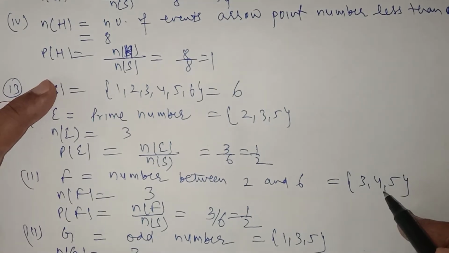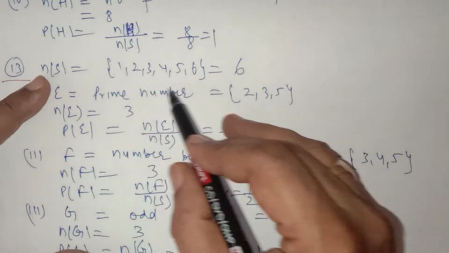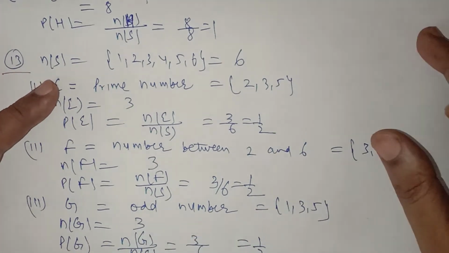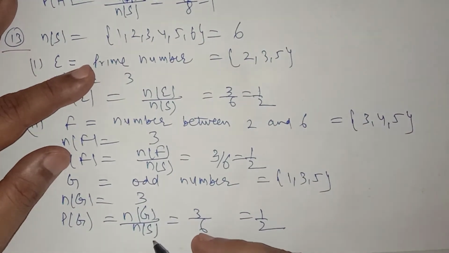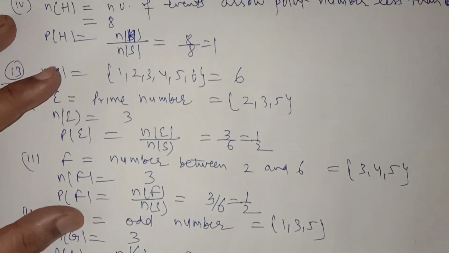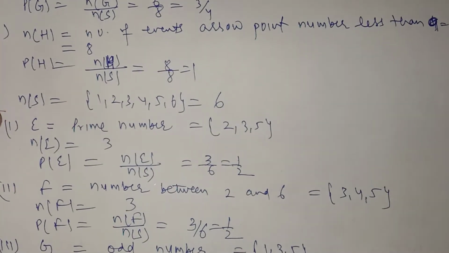In the third part, you have to find the probability of getting an odd number. So let the event of getting an odd number be G. The odd numbers in this sample space are 1, 3, 5. So how many events are there? 3. So NG means the number of events of getting an odd number, that is 3, and the probability of getting an odd number is NG upon NS, which is equal to 3 upon 6, which is again 1 upon 2. So this is question number 13.